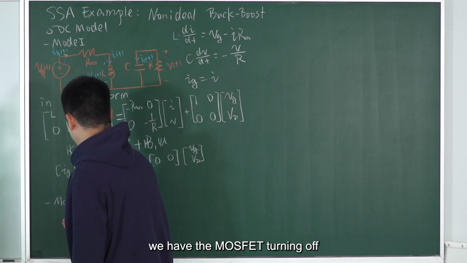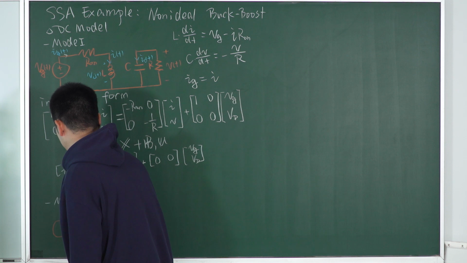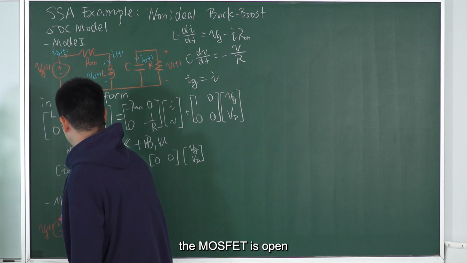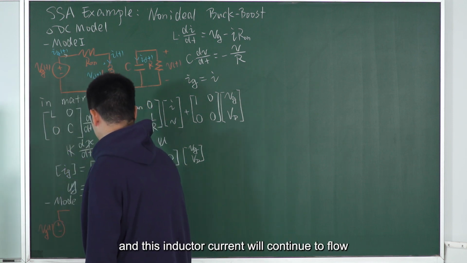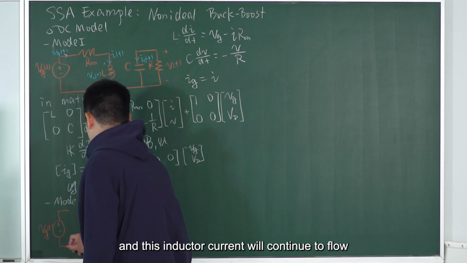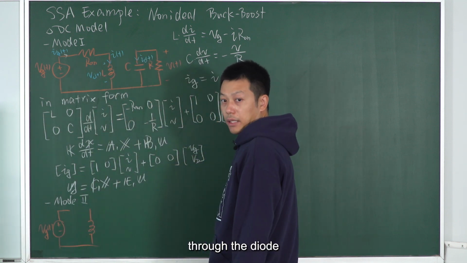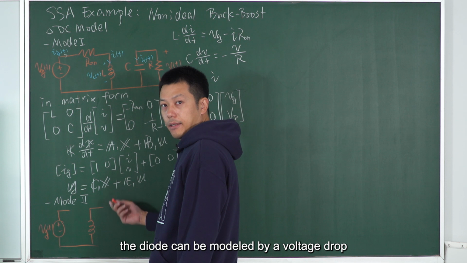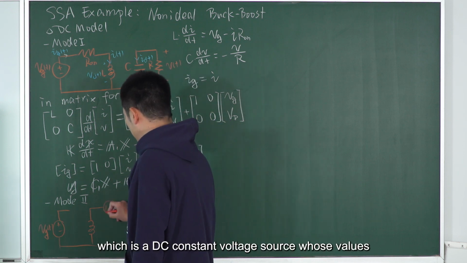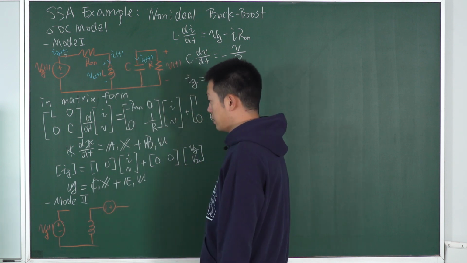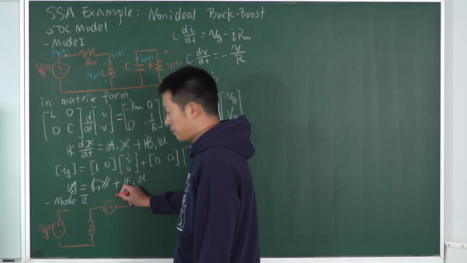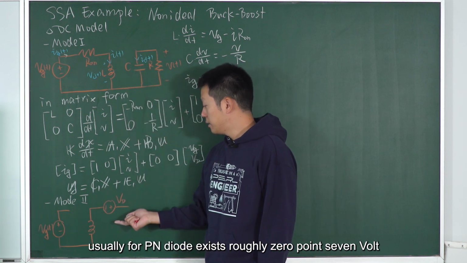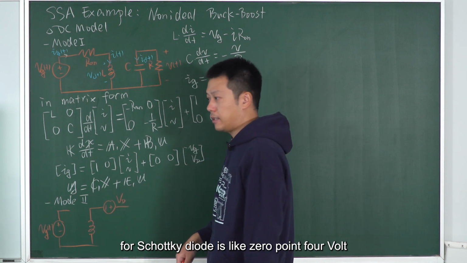So in mode 2, we have the MOSFET turning off. This is the input source. So the MOSFET is open, and this inductor current will continue to flow through the diode. So the diode is here, right? In on-state, the diode can be modeled by a voltage drop, which is a DC constant voltage source whose value is ED. Usually for a PIN diode, this is roughly 0.7 volt. For a Schottky diode, it's like 0.4 volt.